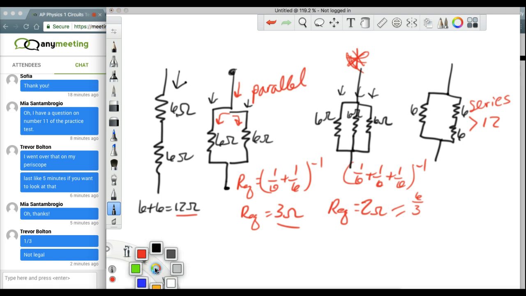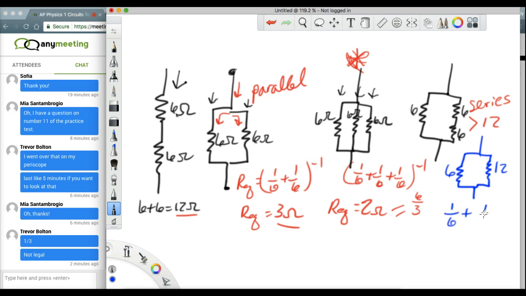I can simplify that down to something that looks like this. 12 ohms, 6 ohms. Now those two are in parallel with each other. So I'm going to add 1/6 plus 1/12. And then that comes out to be 2/12 plus 1/12, which is 3/12. 12 divided by 3 is 4.